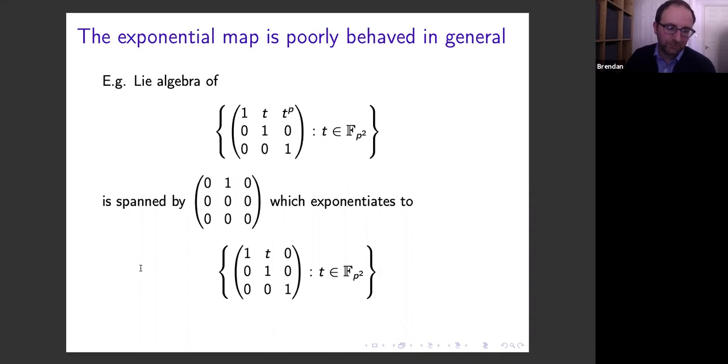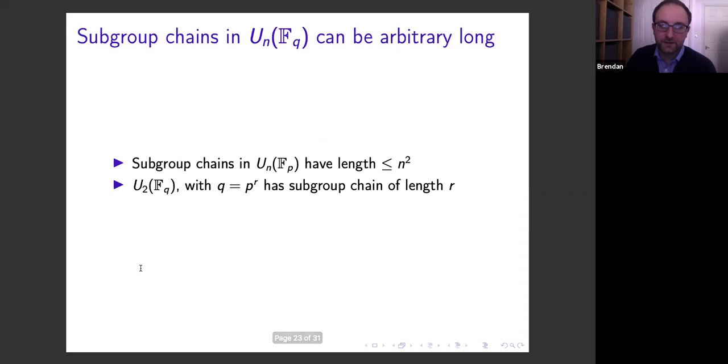Another problem that comes up in various places is that the subgroup chains of the unipotent group over FP have a bounded length. Really the most, well, n squared is a generous estimate for the length of a chain of subgroups of Un over FP, but if you have extensions of FP, then you can have arbitrarily long chains, and so this is problematic for various parts of the argument. So these are the two main issues to deal with.